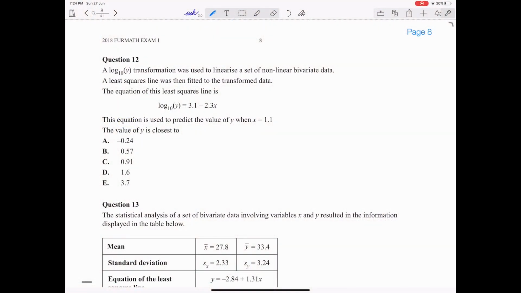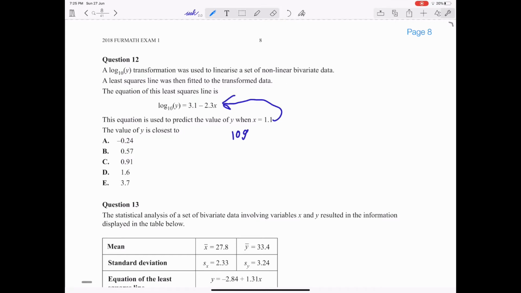Question 12. A log 10 y transformation was used to linearize a set of nonlinear bivariate data. A least squares line was then fitted to the transformed data. The equation of this least squares line is as follows. The equation is used to predict the value of y when x equals 1.1. The value of y is closest to. So to do this question, all you need to do is sub the value of x in the equation and solve for y, and you get the value of y.